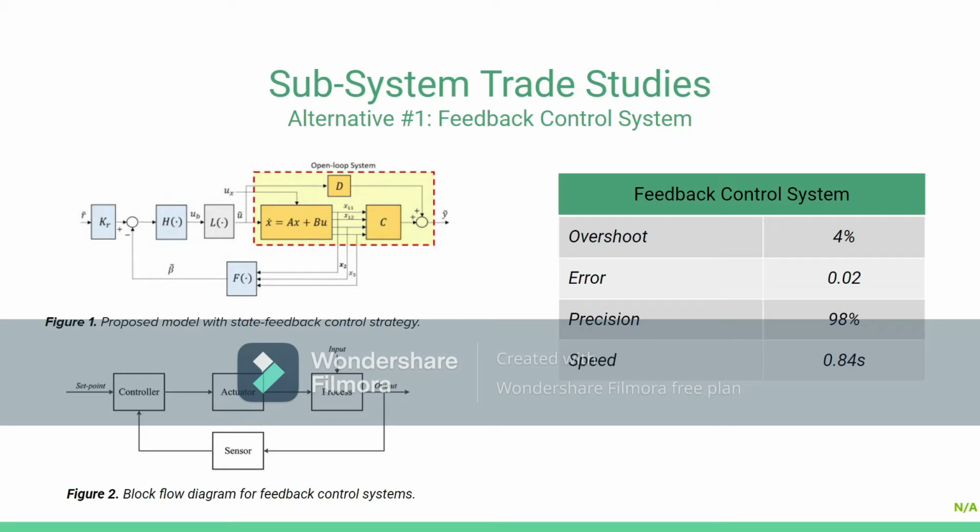Our four specifications are listed on the right, and for our feedback control system, we have an overshoot of 4%, an error of 0.02, not percent, a precision of 98%, and a speed of 0.84 seconds.